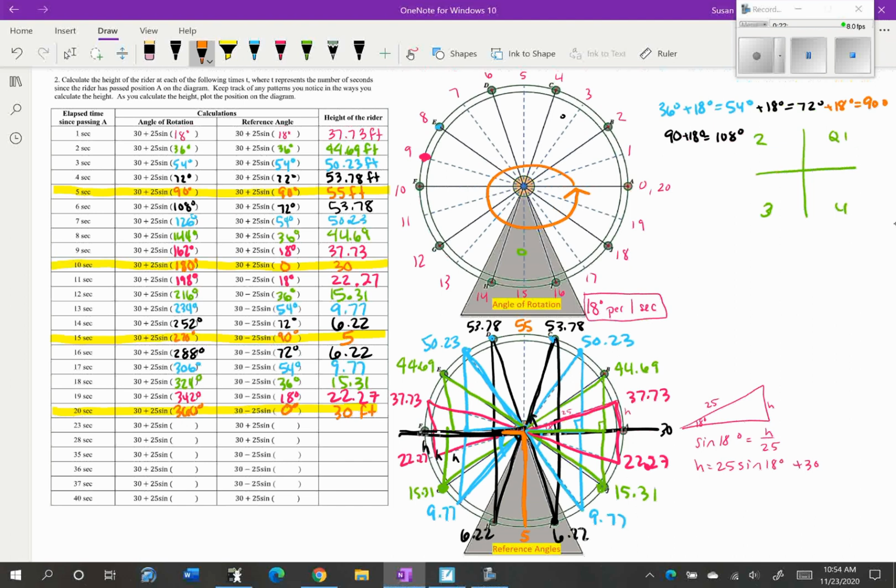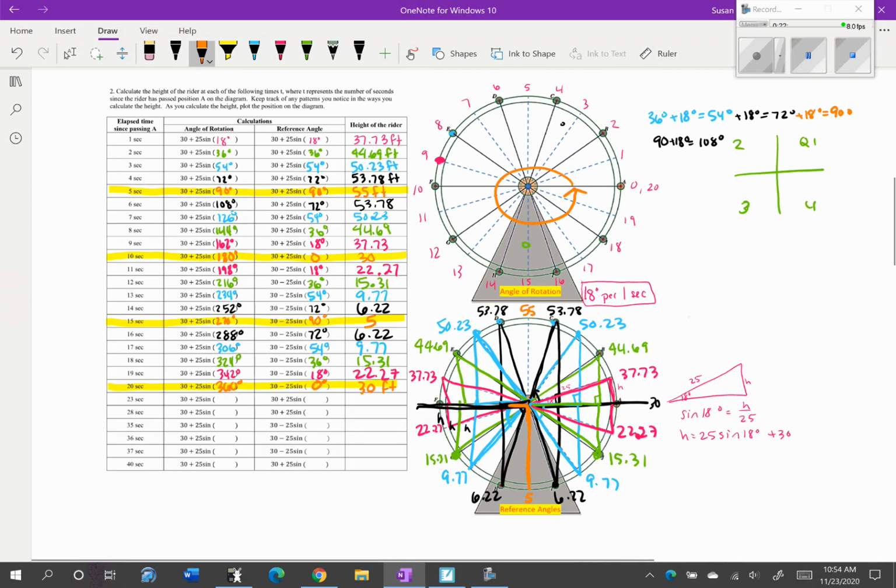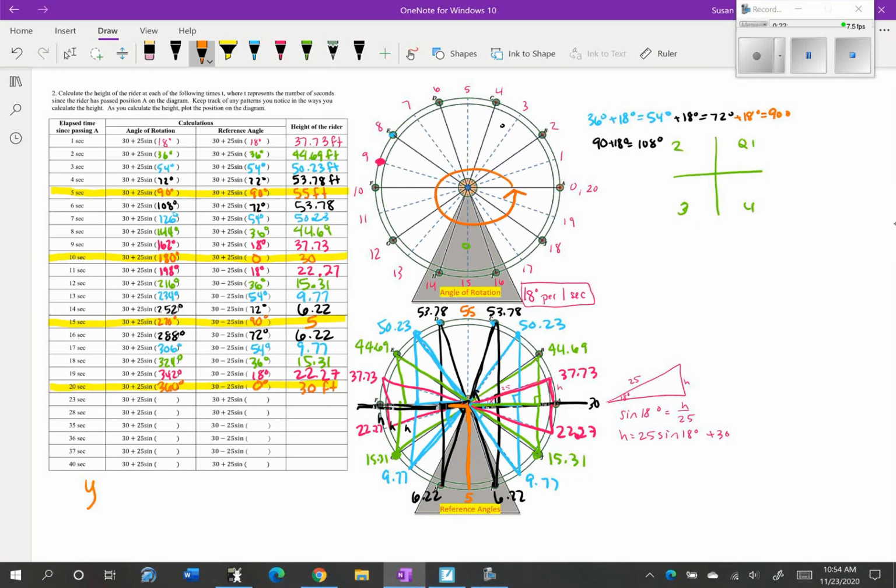So that gives us all those values again. That's one way of doing it, using the angle of rotation versus using our reference angle. So if we look at this angle of rotation that we have here, what did we do each time? So we had y is equal to, we added the height from the ground, and depending on which quadrant you're in, the calculator with the angle of rotation takes care of the positive and the negative of your sine.